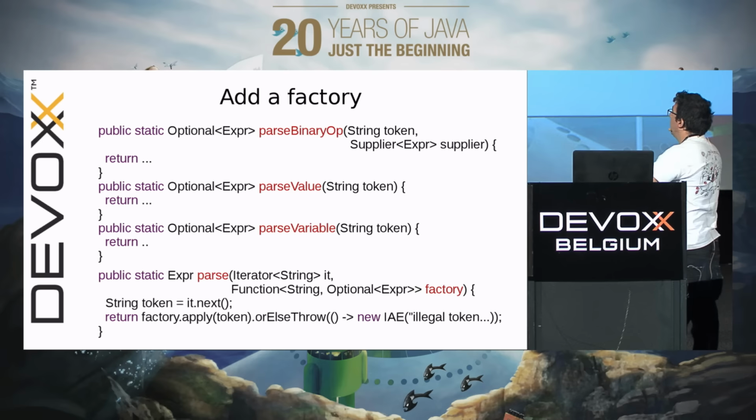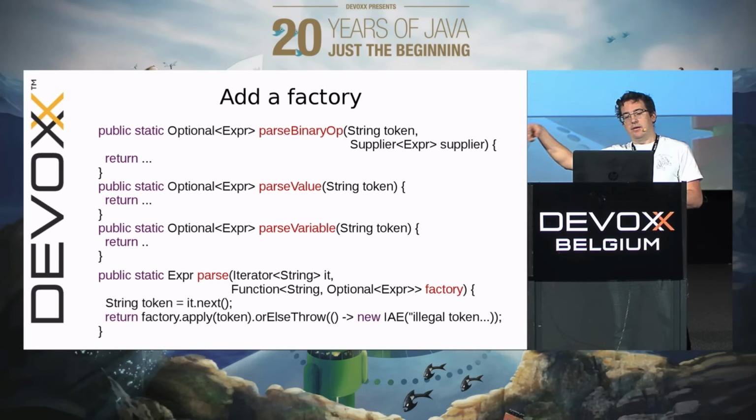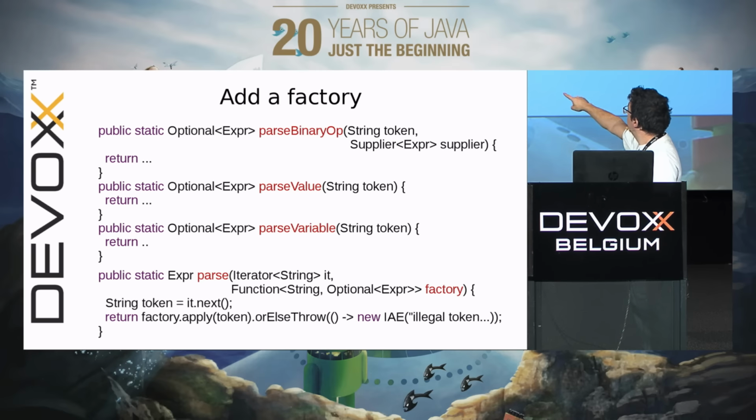I have not finished. Now, if I want to implement pass in a way that will be reusable, basically is to have a pass that takes an iterator and takes a function which for the token will return an optional of expression. If I use that, I will be able to call pass with my iterator and one of these methods. Any one of these methods. If I take a look at these methods, they always take a token and return an optional expression. Exactly, there is a little problem with pass binary because it takes the supplier to do the recursive part, but we will do a partial application for that.